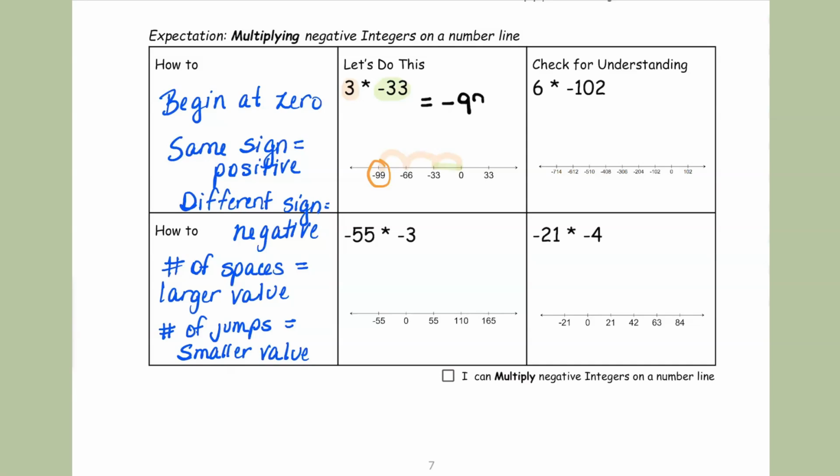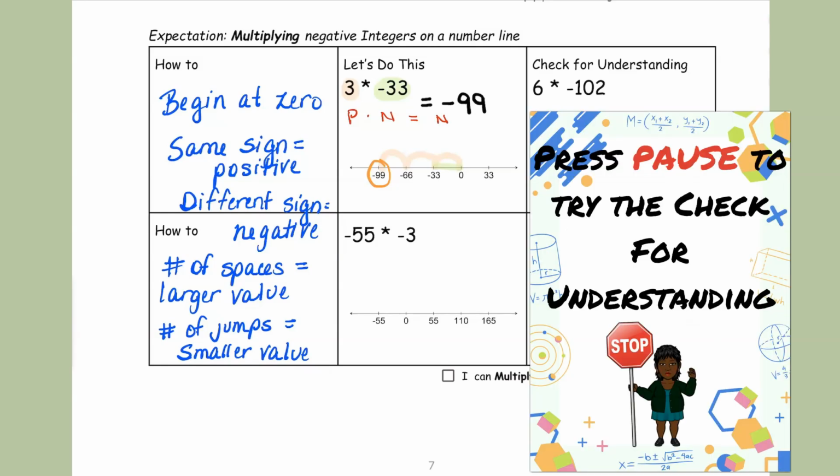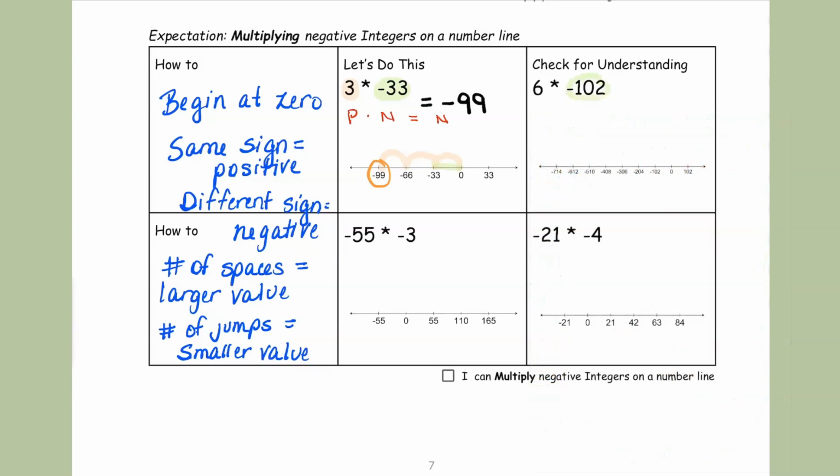So go ahead and hit that pause button and try this check for understanding, and let's see how you spaced it out. Now, when you're paying attention to this next problem, you'll notice that I have the number line there, and I used negative 102 as my increments on my number line, but you did not have to do that, and you could have used 6. Okay?